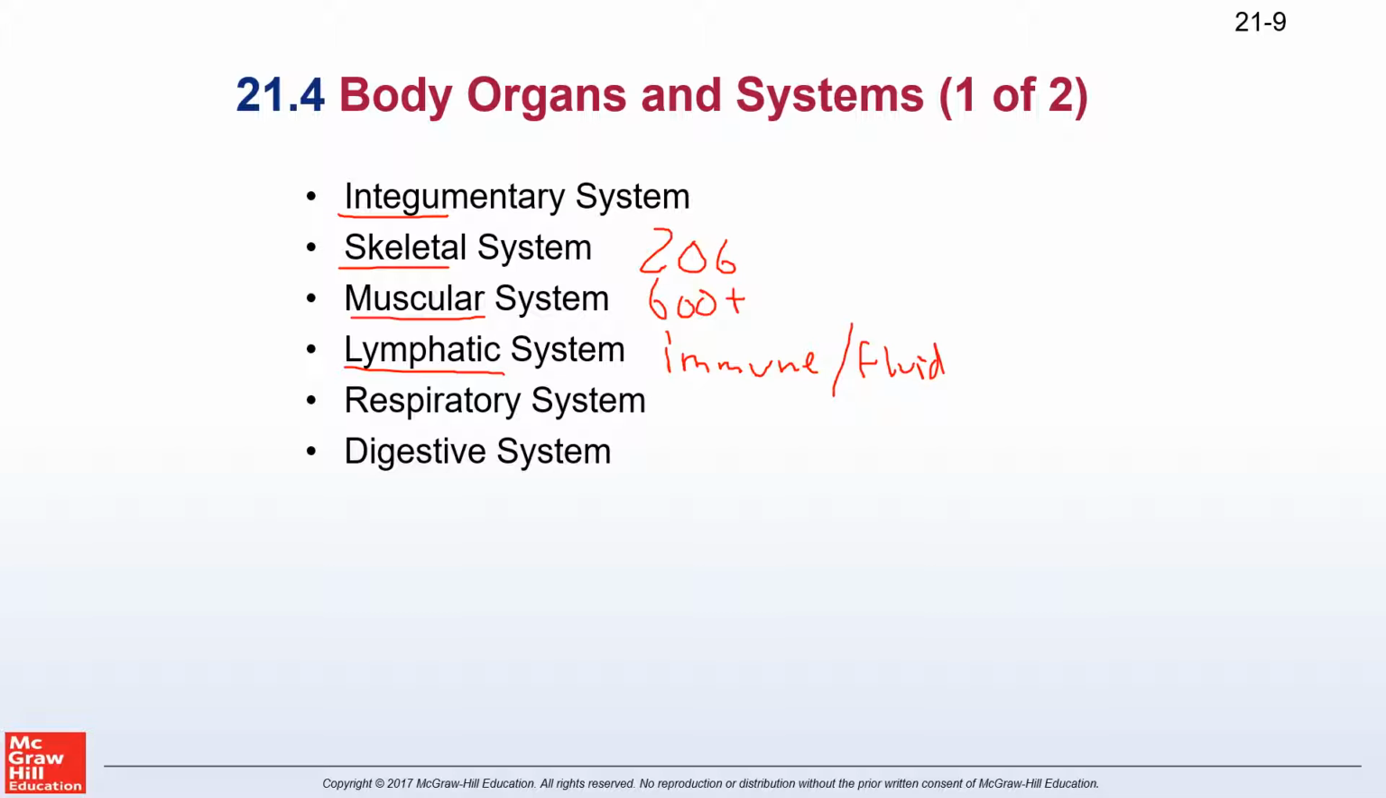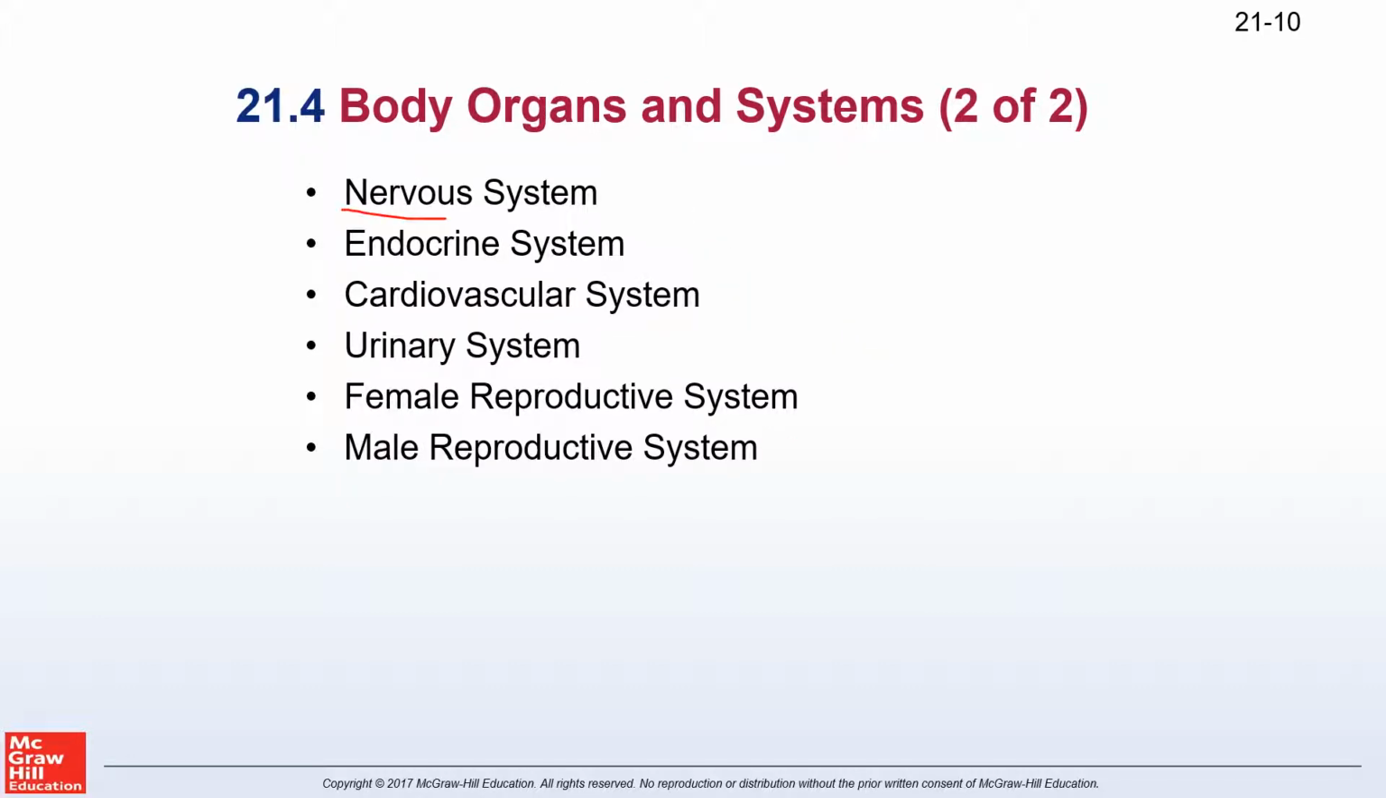Respiratory is the lungs, breathing, right? So that's going to help us control our O2 and CO2 levels, oxygen and carbon dioxide. Digestive system, straightforward, right? Break down food, absorb food, get rid of waste. Nerves, so that's your brain, brain stem, and all the nerves peripherally.